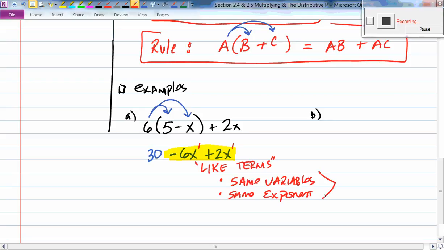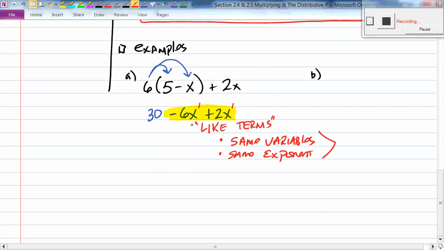So, if both of those things are happening, that's what we call like terms. So, this is negative 6x right here. This is a positive 2x. So how many x's do you have total? If you have negative 6 over here and a positive 2 over there, you add them together. What do you get? Negative 4.